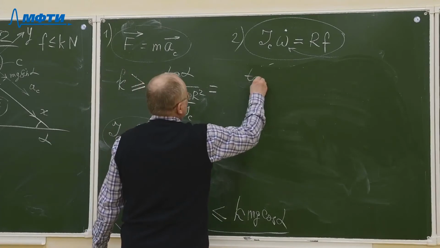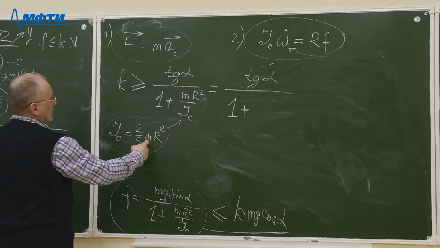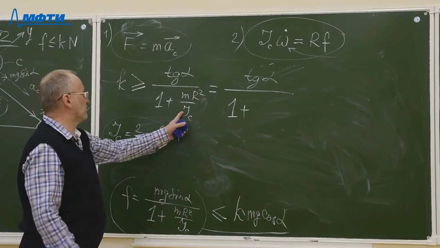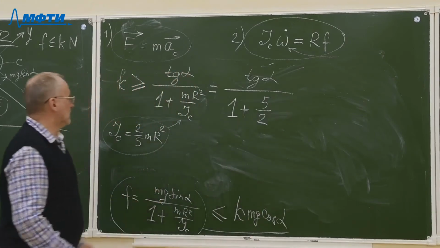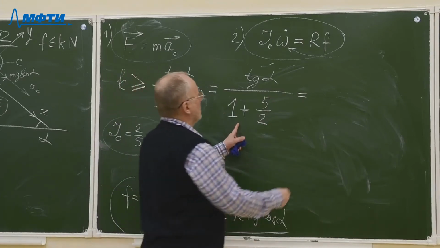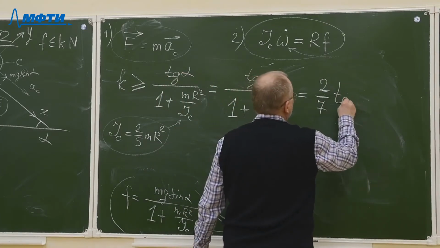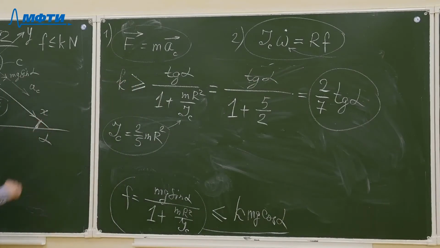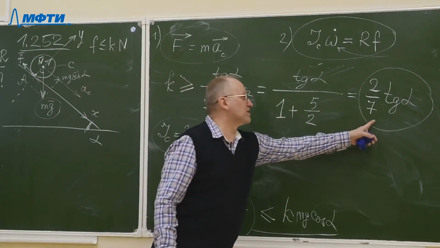So that will be tangent alpha divided by 1 plus mr squared divided by mr squared. That will cancel, and if we divide by 2 divided by 5, we will obtain 2 in the denominator and 5 will go to the numerator. And that will give us what? 7 over 2, or 2 over 7 tangent alpha.